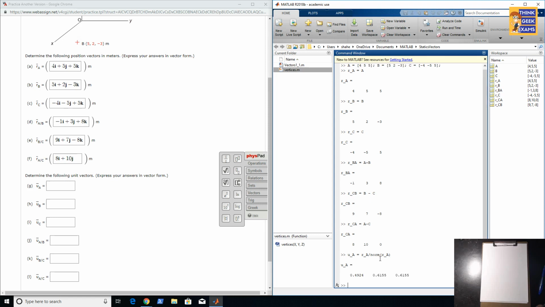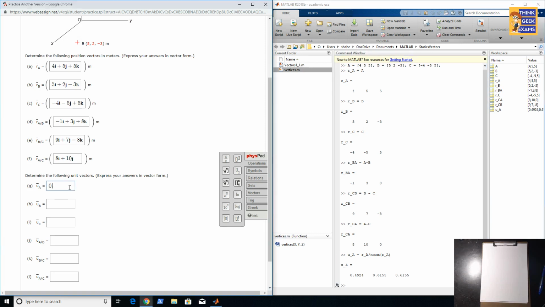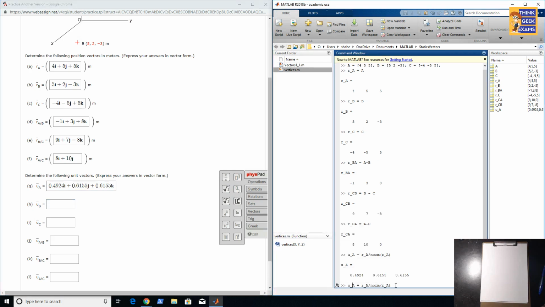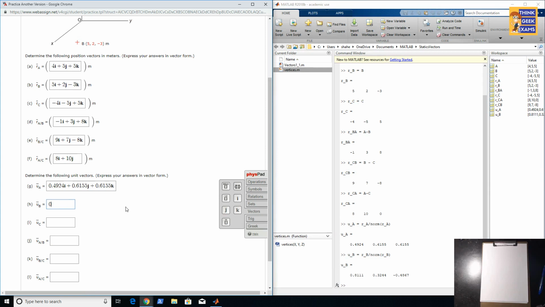All right, and that is 0.4924i, 0.6155j, plus 0.6155k. Typing it in takes more time than doing the work, actually. UB, it's the same way. You can just change the variables. And the answer is 0.811i plus 0.3244j minus 0.4867k.